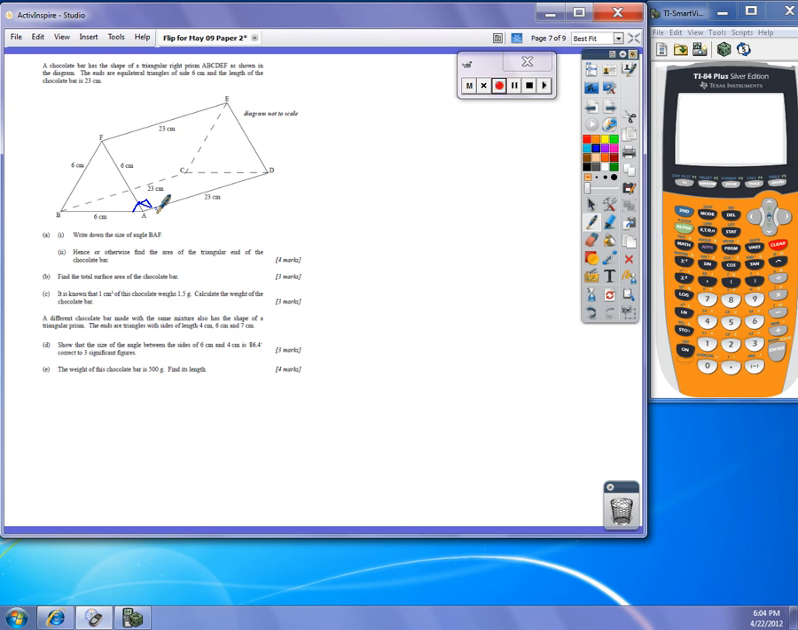The first thing they want us to do is to write down the size of angle BAF. BAF is this angle right here. We know if that's an equilateral triangle, then those angles have to be 60 degrees. And then they ask us to find the area of the triangular end of the chocolate bar.